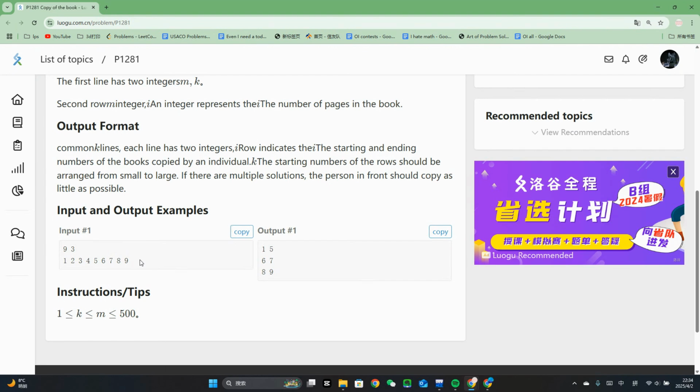So you're basically trying to determine the m-1 optimal splitting points where you split the books among the m people who are copying. So you can pause the video and think about it first.